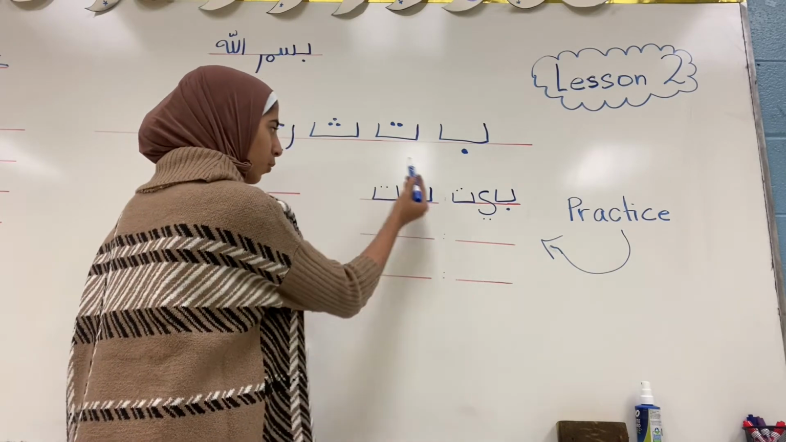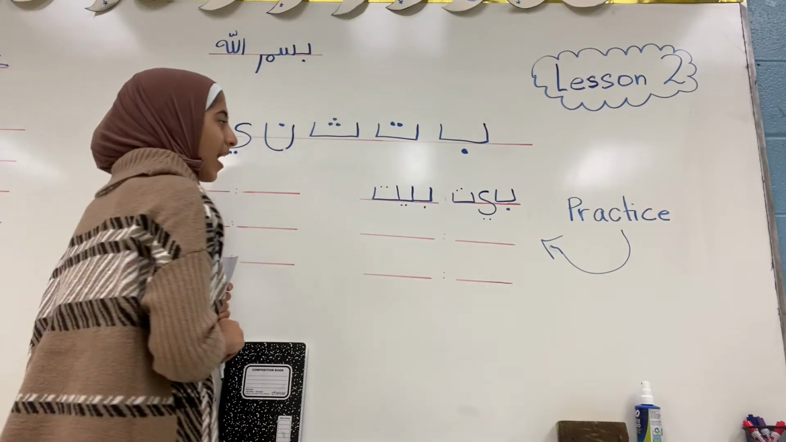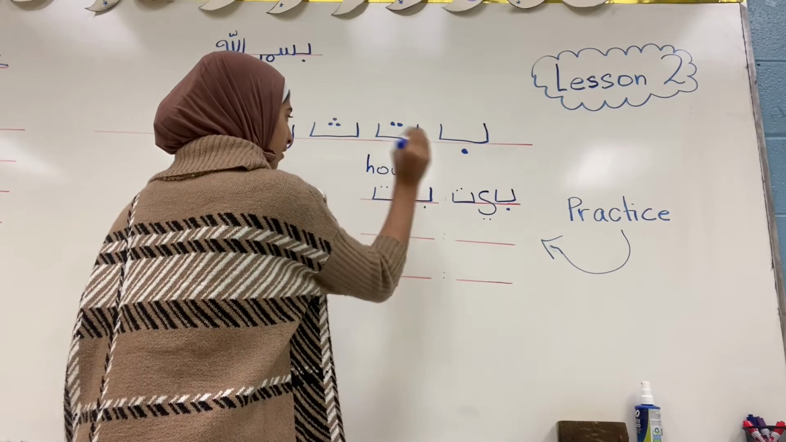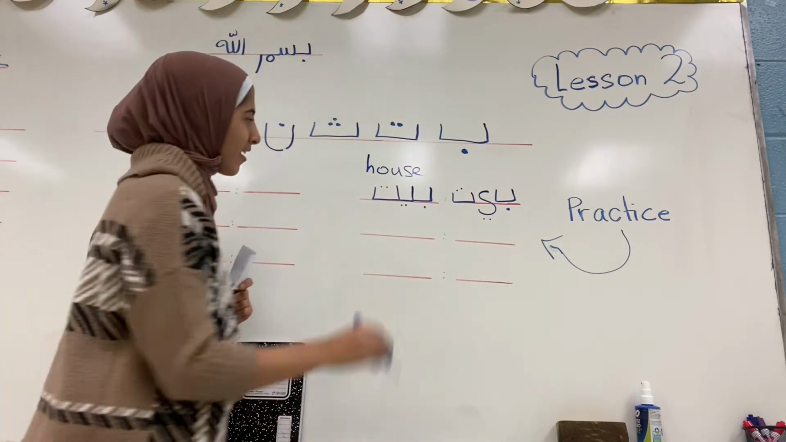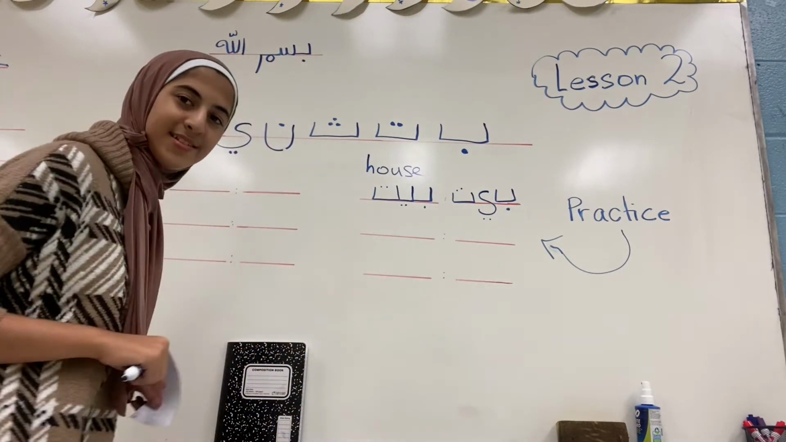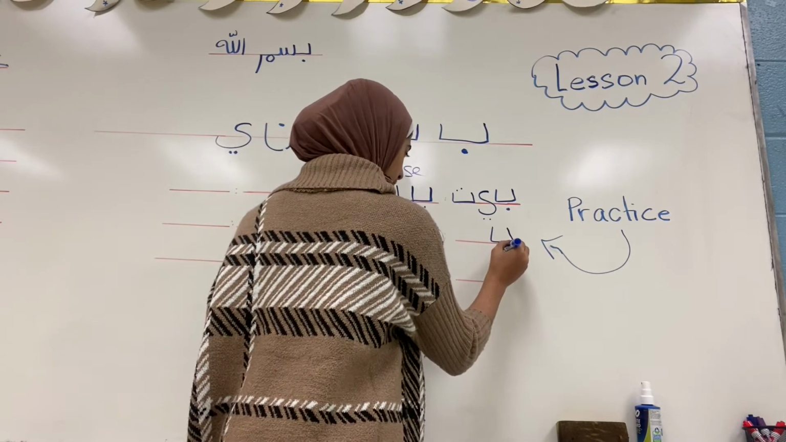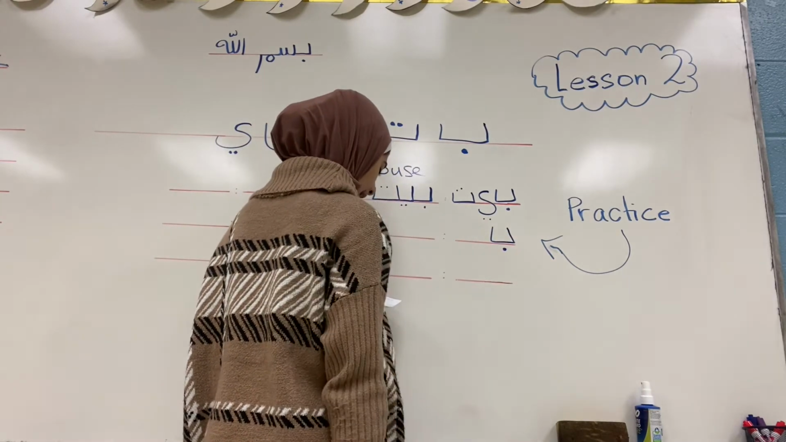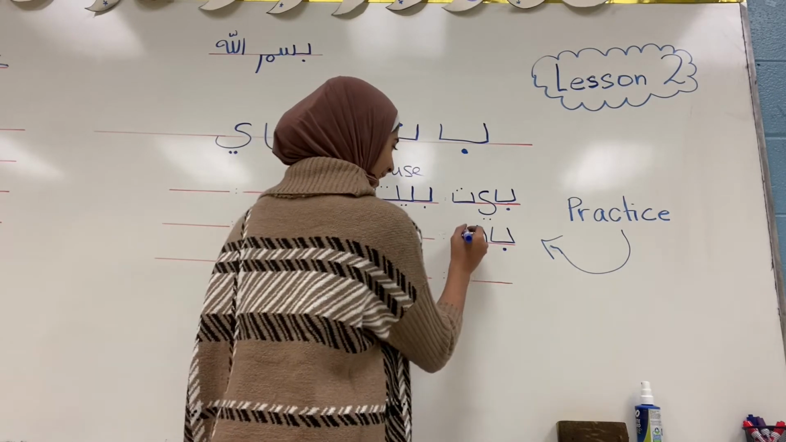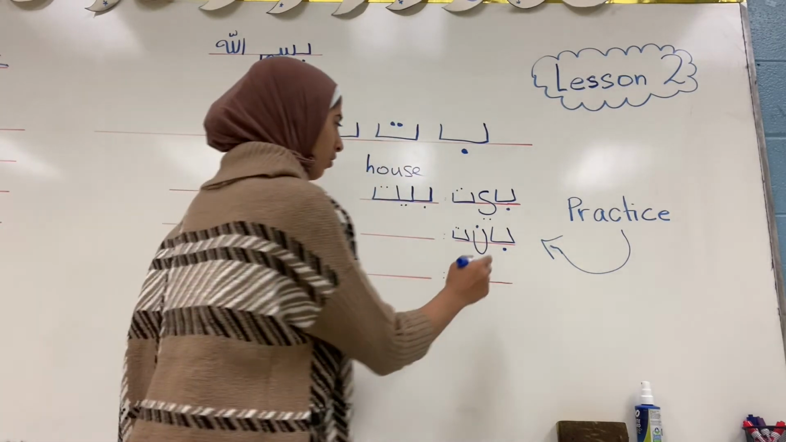This word is pronounced bait, bait. And it means house. Bait means house in Arabic. Let's move on to our second word. We have a ba, noon, and ta. Now let's connect them.